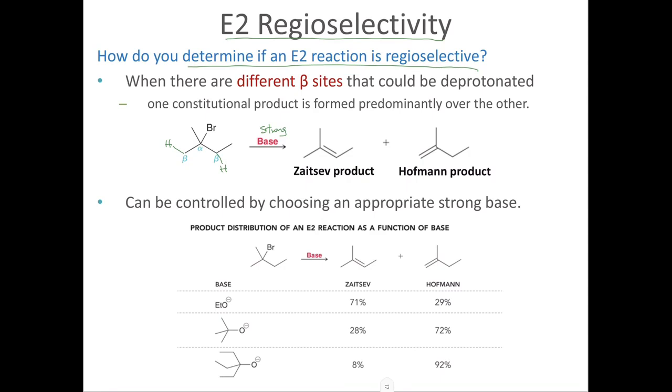So when there are two different beta sites to remove a proton from, then we can end up forming different products. One of the protons is in a hindered position, so we can say that this position is less accessible. The other proton is exposed because it is in the periphery, so it is easily accessible.